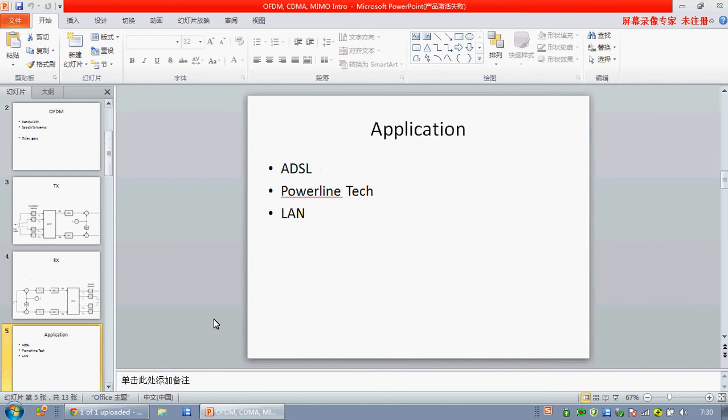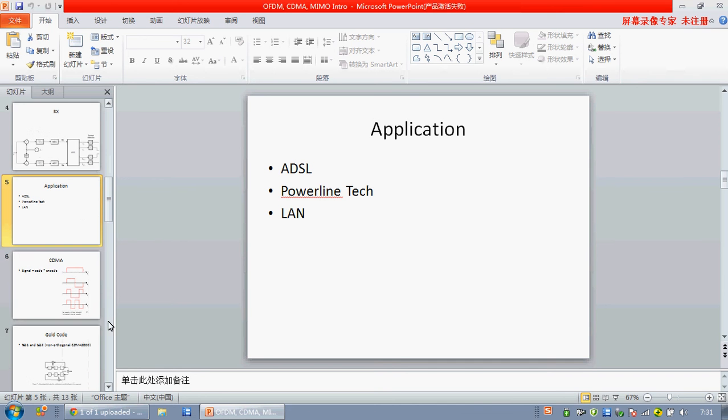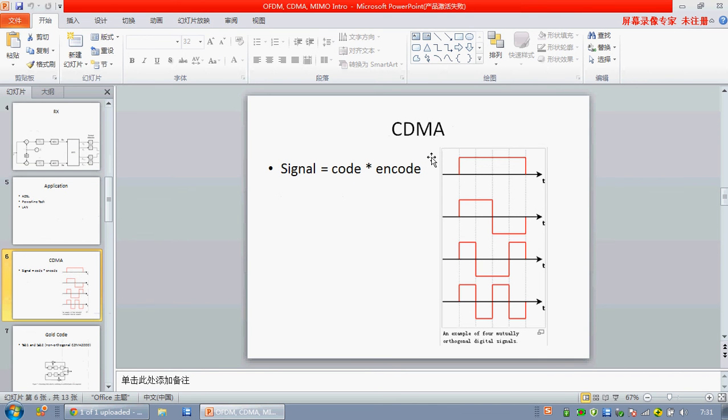Some applications are ADSL, power line tech, and LAN. I love LAN because I like to play games a lot, and LAN just gives us really good access. Each player can play on their own LAN. It's really good.